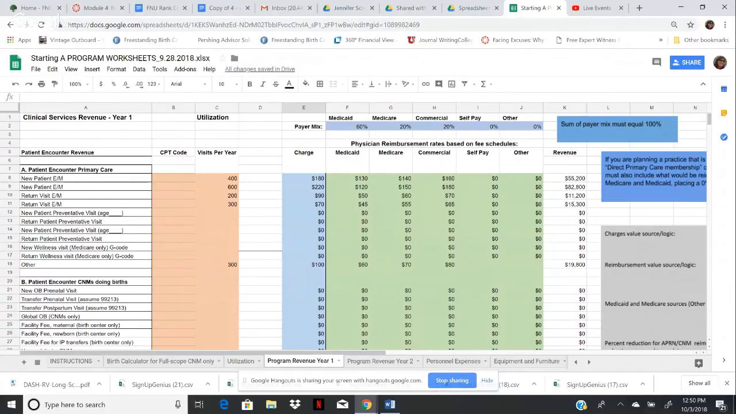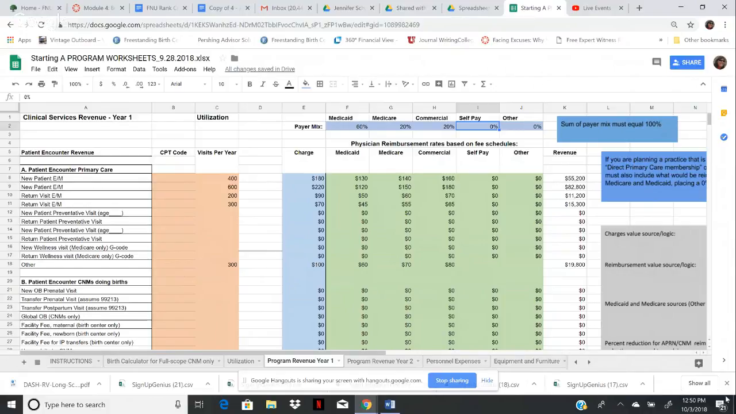So your charges, well, first of all, let's look at the payer mix. That's located at the top here. And again, I have just pre-populated this. Your payer mix may be vastly different from this. But I want to point out that the payer mix does need to equal 100%. If it doesn't, then your figures will be way off. So just double and triple check that to make that add up to 100%.